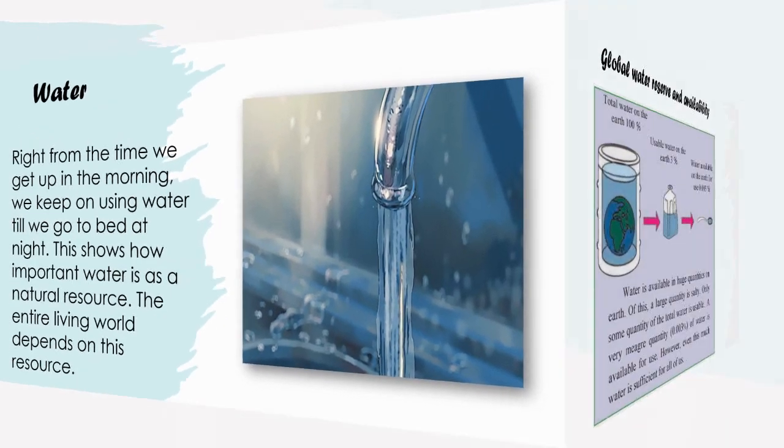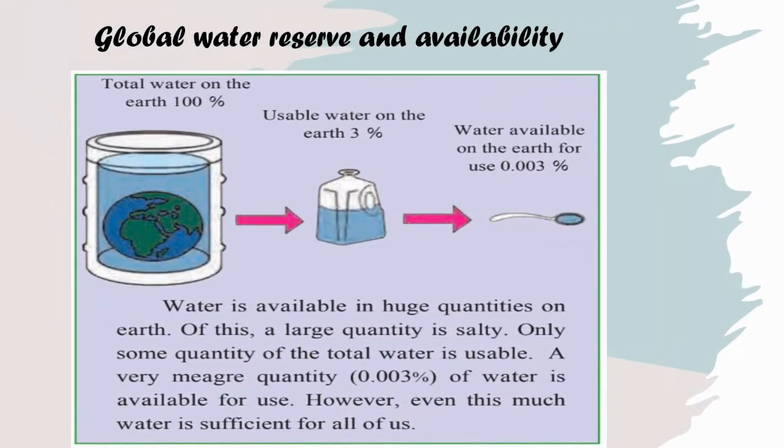Global water reserve and availability. Observe the diagram carefully. The total water on the earth is 100%, which is shown in the diagram, out of which usable water on the earth is 3%, but the water available on the earth for use is 0.003%.